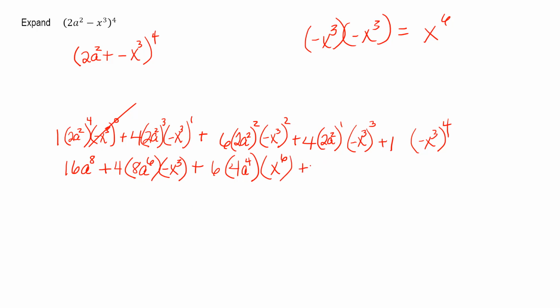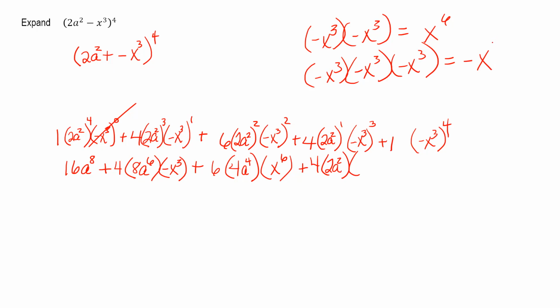All right, and then you've got 4 times 2a squared, and now you have negative x cubed, which is negative because you're multiplying negative x cubed times negative x cubed times negative x cubed, and you're going to get negative x to the 3 plus 3 plus 3, which is 9. So this is negative x to the 9th power, and then your final term is negative x cubed to the 4th, and that will be positive. When you raise it to an even power, it becomes positive, so x to the 12th.